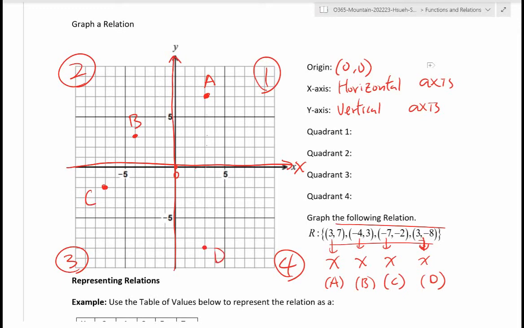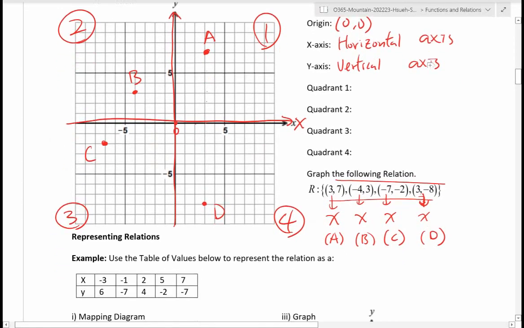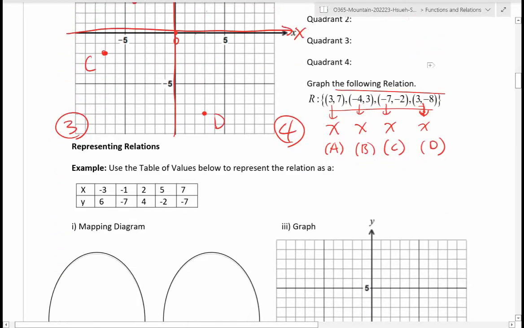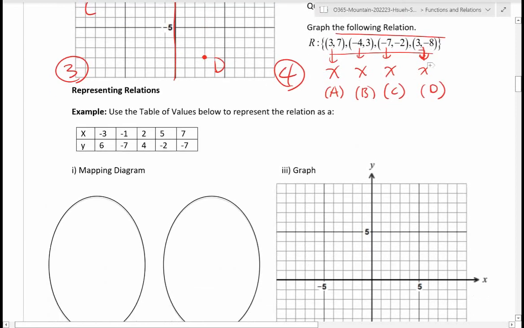Okay, so point A is in quadrant 1, point B is in quadrant 2, point C is in quadrant 3, and point D is in quadrant 4. Okay, so that's just graphing. Okay. Representing relations, here's the example.